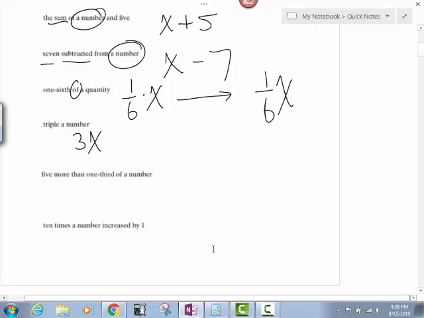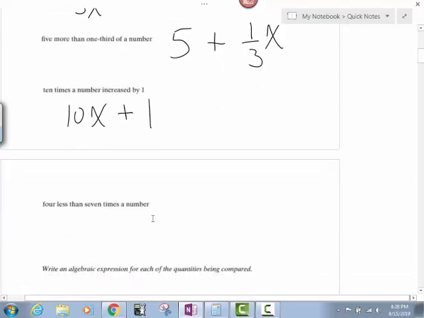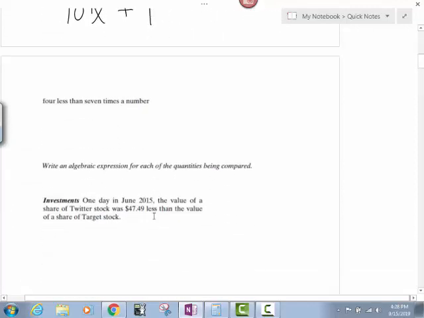5 more than 1/3 of a number, where of means to multiply. 10 times a number, so 10x. Increased by means to add. 4 less than 7 times a number.